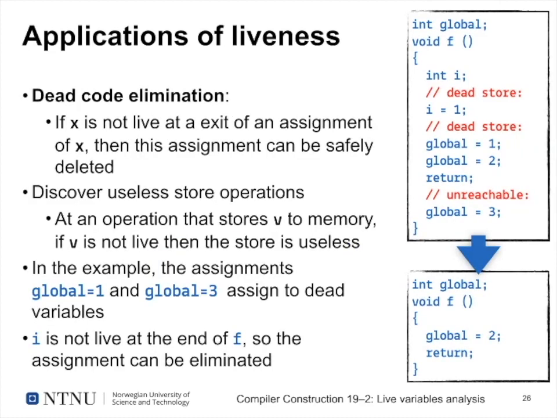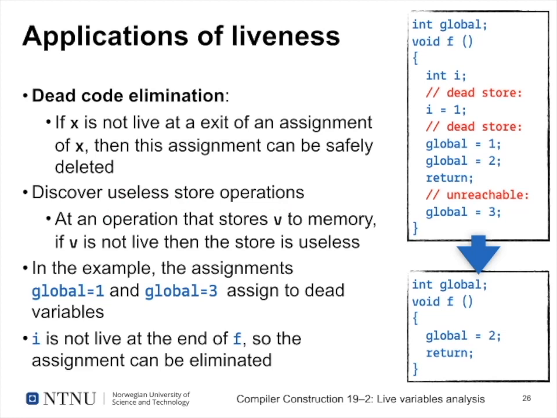Another case of the application of liveness analysis is an optimization case. So we want to do so-called dead code elimination. If we can figure out that a variable x is not live at the exit of an assignment of x, then we don't need to assign it at all, because this value gets overwritten in the very next instruction. This would write values to memory, which costs time and effort, like energy. So we want to discover these useless store operations.